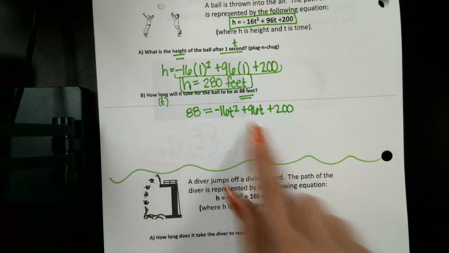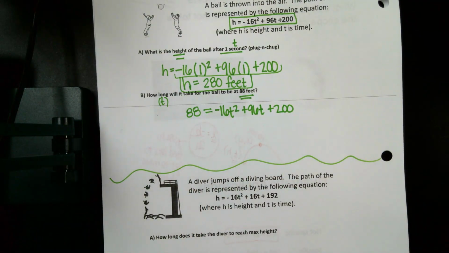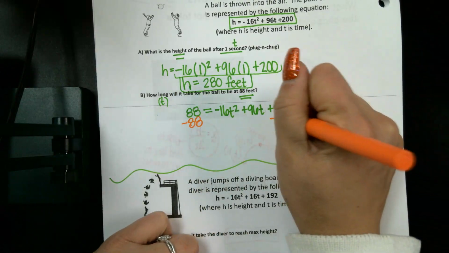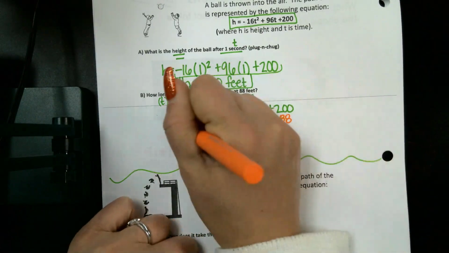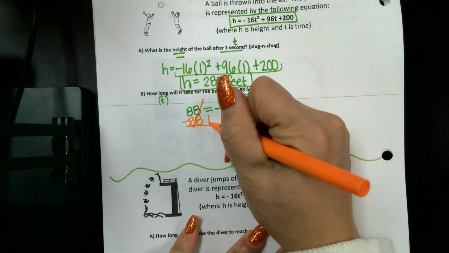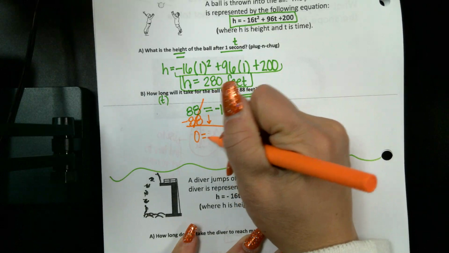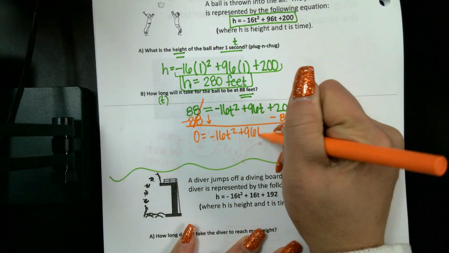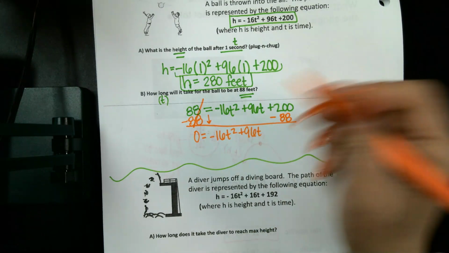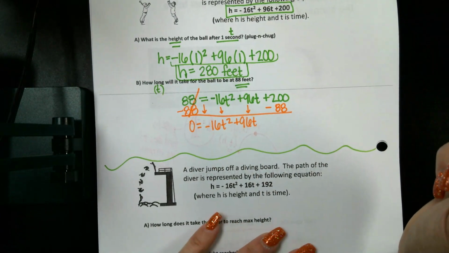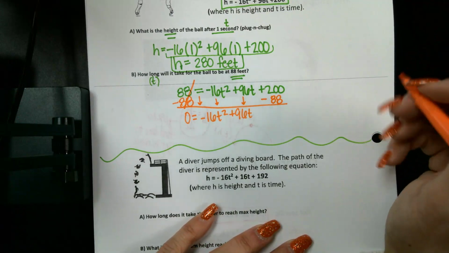So let's move our 88 over. How would I move it? Go ahead and subtract 88 from the left, and then you're going to subtract 88 all the way down there from that 200. So left and right. So you have 0 equals negative 16t squared plus 96t, and then what's 200 minus 88?